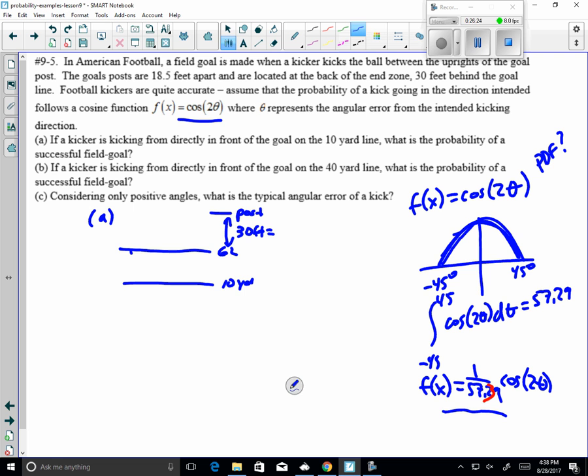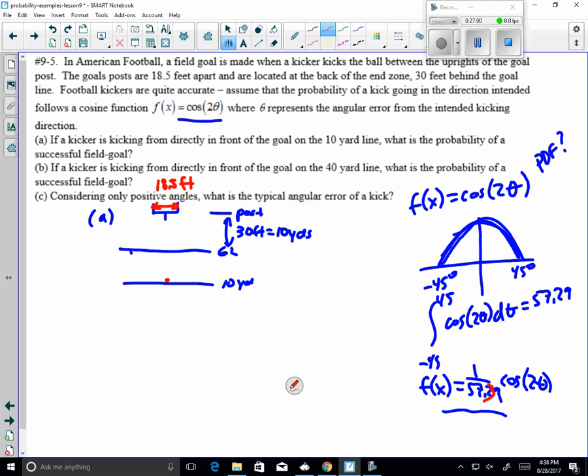which would be the same as 10 yards. So 10 yards behind the goal line is the posts, and 10 yards in front of the goal line on the 10-yard line is where we are kicking from, right here. So where is the goal post? Let's put the goal post right here, and we're kicking from right here. It says directly in front of the goal. So we're trying to figure out the probability that we would make it in there. This width they said was 18.5 feet, right?